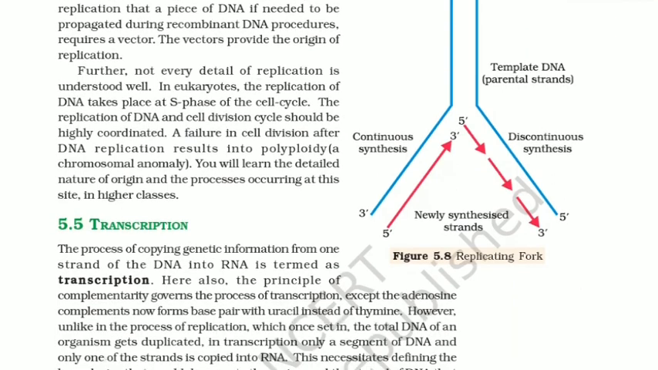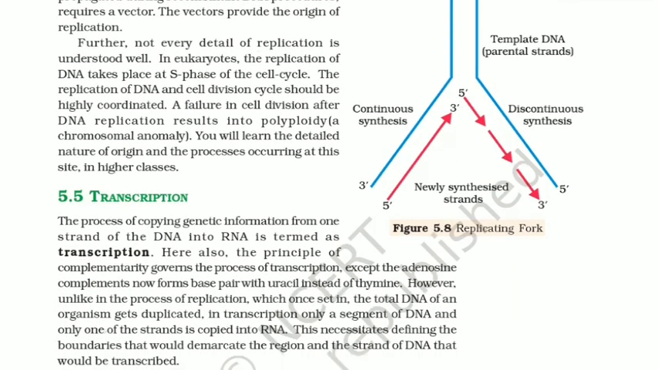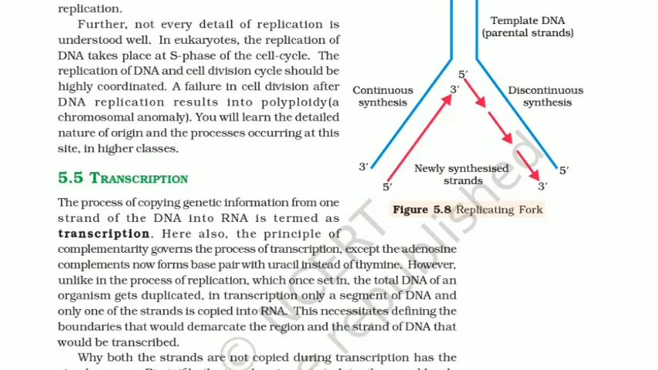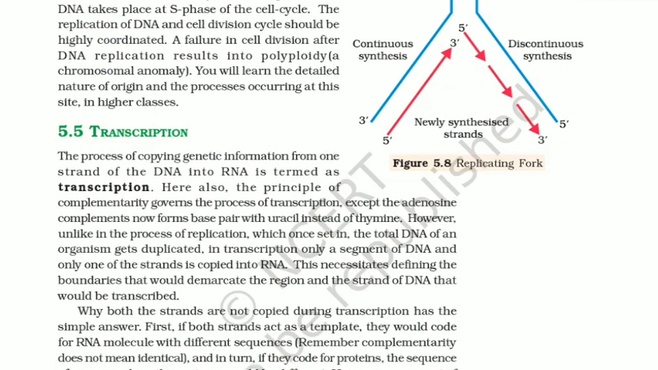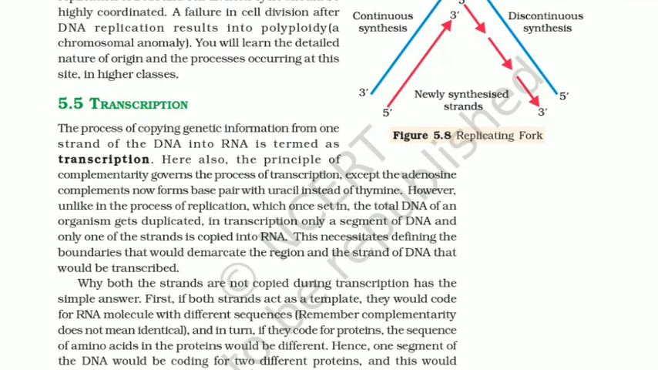In eukaryotes, the replication of DNA takes place at the S phase of the cell cycle. The replication of DNA and the cell division cycle should be highly coordinated. A failure in cell division after DNA replication results in polyploidy. You will learn the detailed nature of the origin and the processes occurring at this site in higher classes.